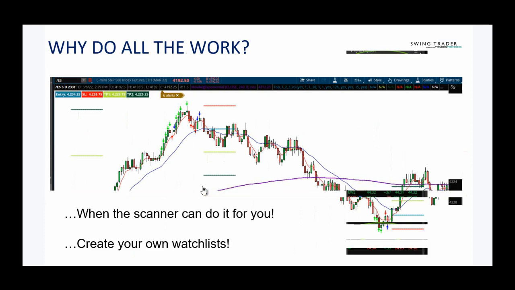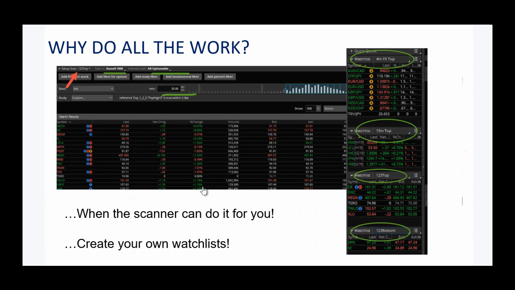Now, why do all the work when you can let technology do the work for you? This is a screenshot of my Thinkorswim platform where I'm scanning for 1, 2, 3 top patterns across the Russell 1000, only stocks that are optionable, $20 a share or greater. I hit the green scan button, and what would take days and weeks to go find and scour through takes seconds. I have one monitor dedicated to multiple watch lists, scanning multiple markets and multiple time frames every single day.